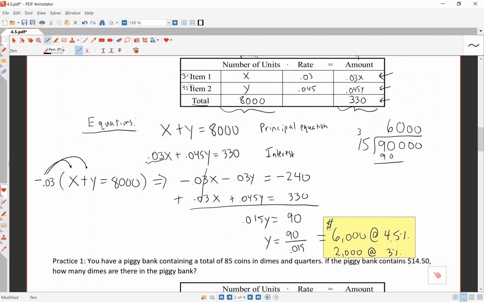To check this, you would take 4.5% of $6,000, and that would be the $270 interest from that account, and 3% of $2,000 is $60. That would be the $330 in interest that we gained. So $6,000 at 4.5% and $2,000 at 3%.